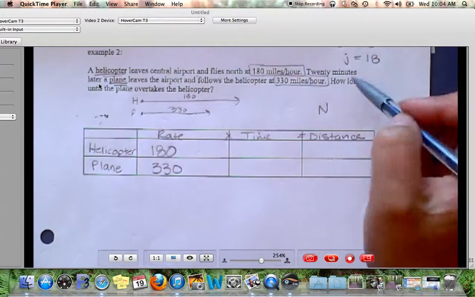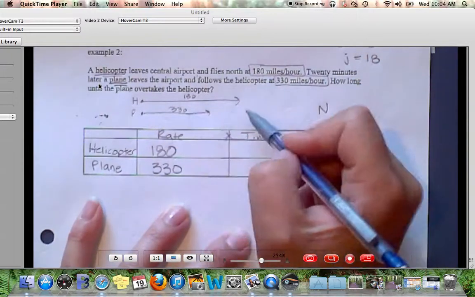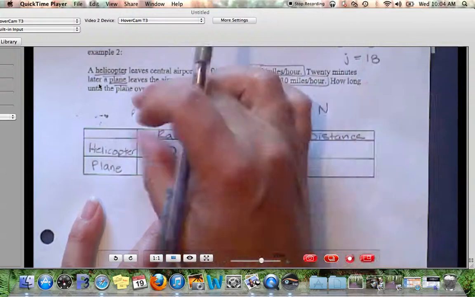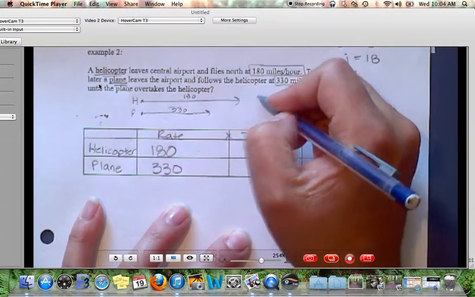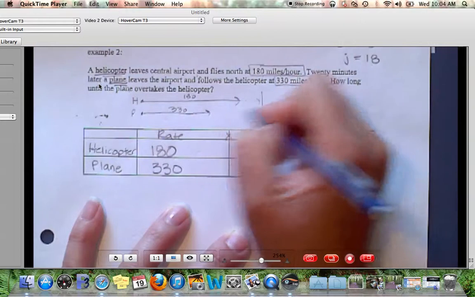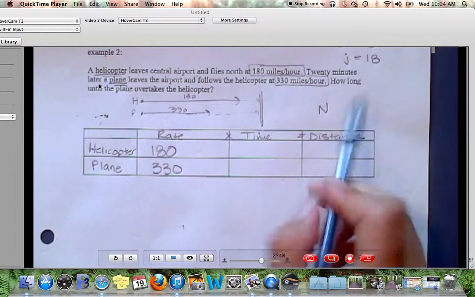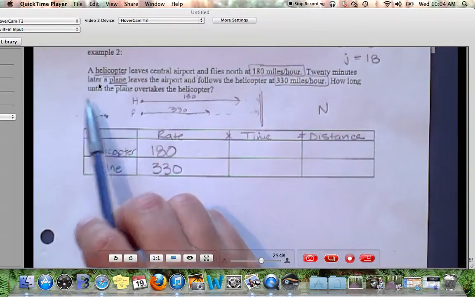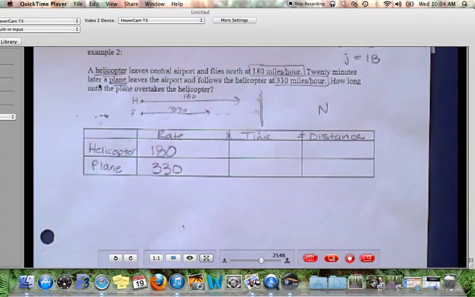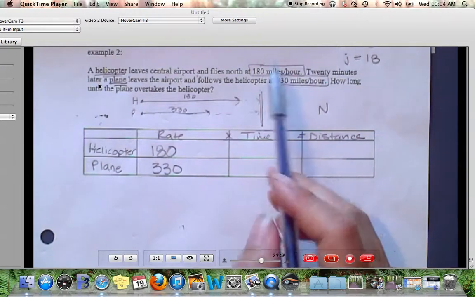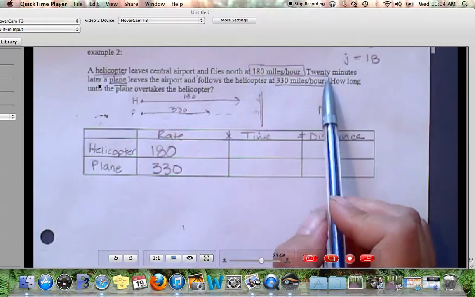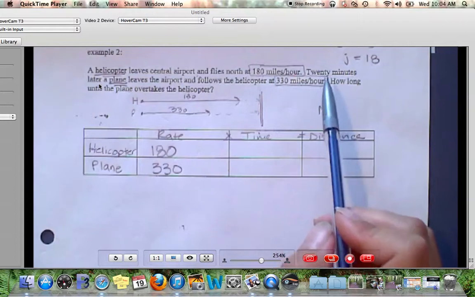The question is how long until the plane overtakes the helicopter? So it's really saying at what point will they be at the same distance? So let's say as this one keeps going, they're going to both be side by side at some point in time. And that's what it's asking. How long, how much time until the plane overtakes the helicopter? So that's what we're working on here. Now, let's talk about time. We know the helicopter leaves at a certain time. We don't know exactly what time, but we know that the plane leaves 20 minutes later. So there's a couple ways that you can do this. This is how I generally do it.